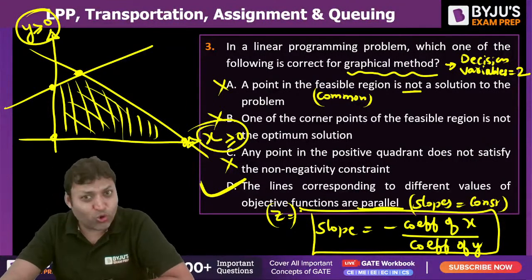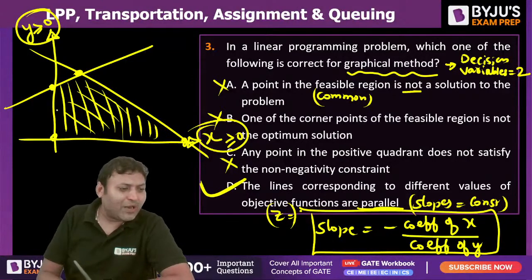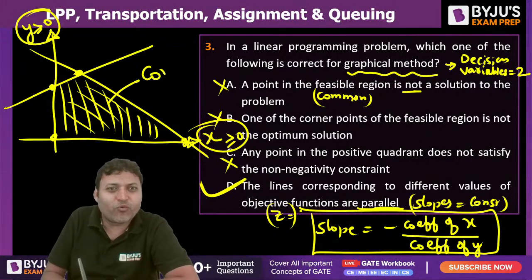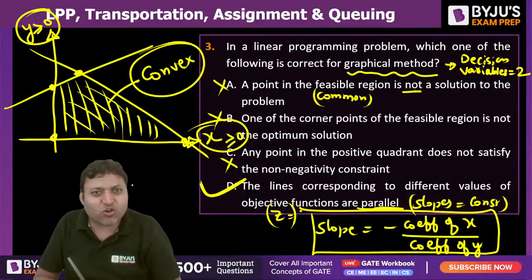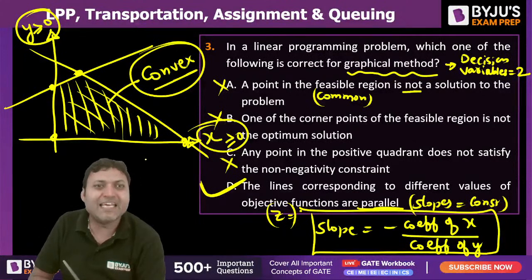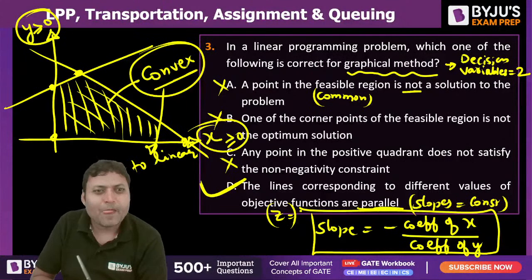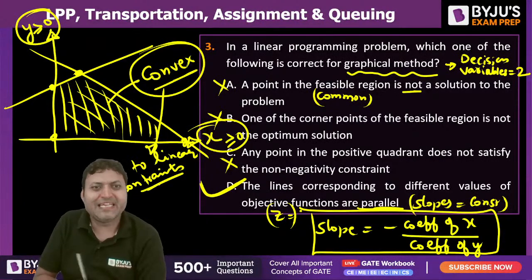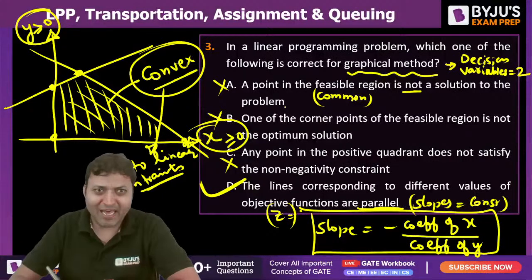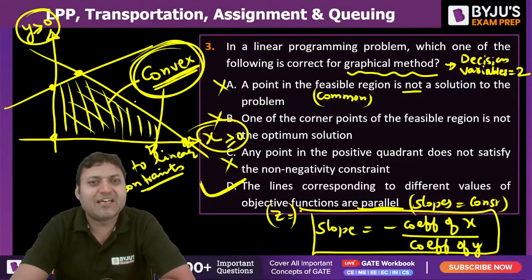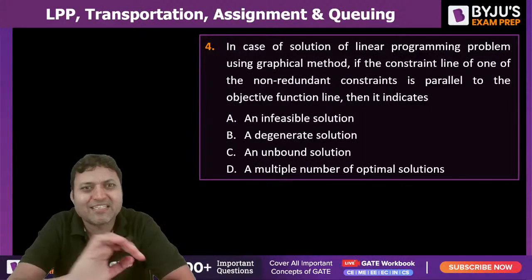Isn't it option D? And do you know one more important thing? The feasible region is always convex. The feasible region is always convex in the LPP model due to the linear nature of the constraints and objective function. In a linear programming problem, all are linear functions, so the shape of the feasible region or the common region is always convex. Option D is the right answer for this question.